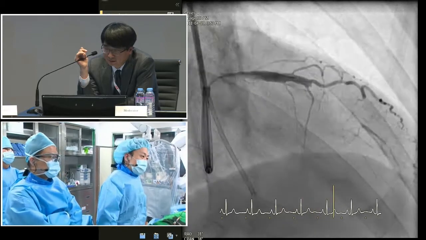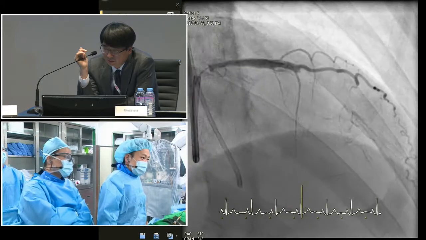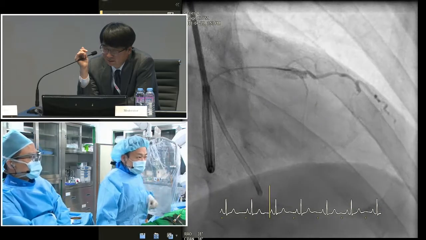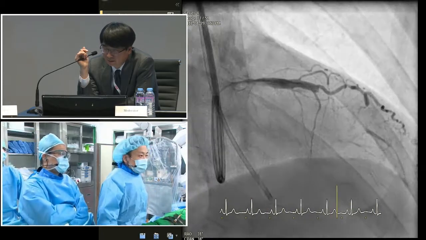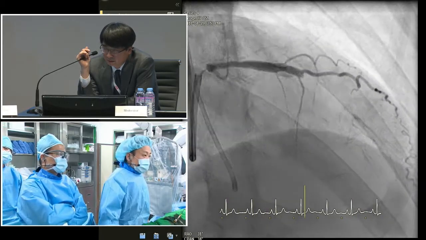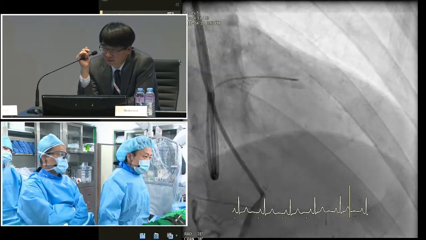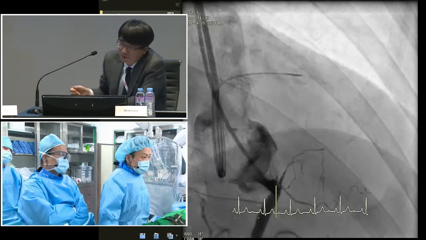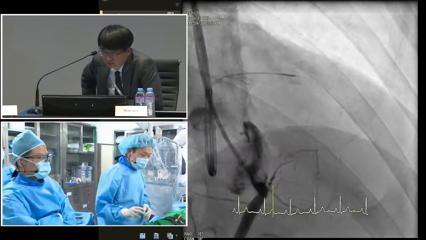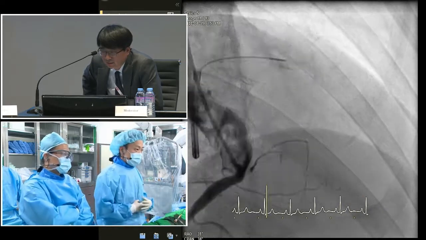I wanted to confirm if there is a microchannel or not. Unfortunately, there is no microchannel. Some stumps are there, but it's ambiguous. Next please. And I also checked the RCA collateral again, but we cannot see anything from the RCA. But we can see some septal, so there is some connection. Competitive flow is there, but we cannot identify it.